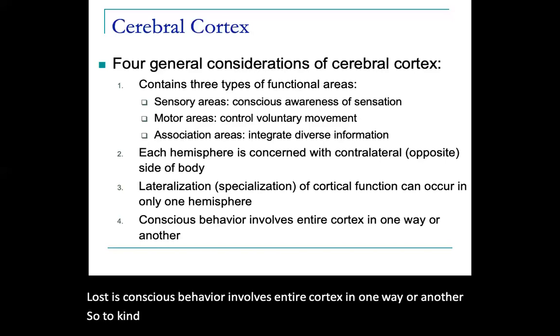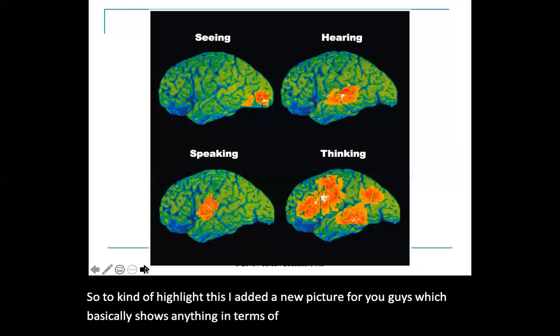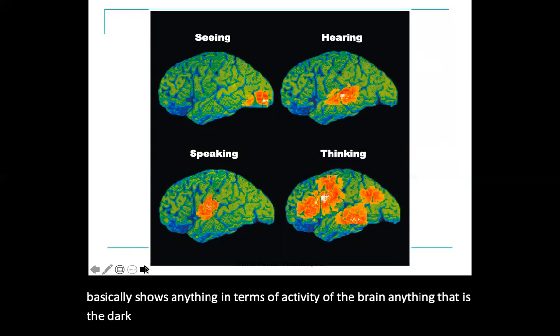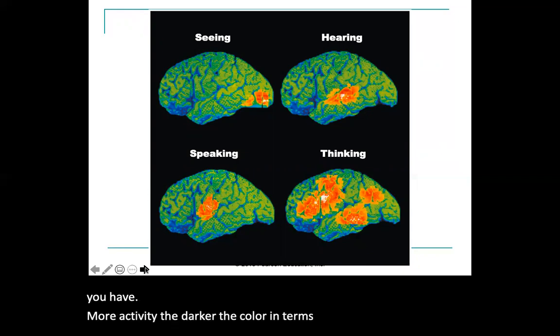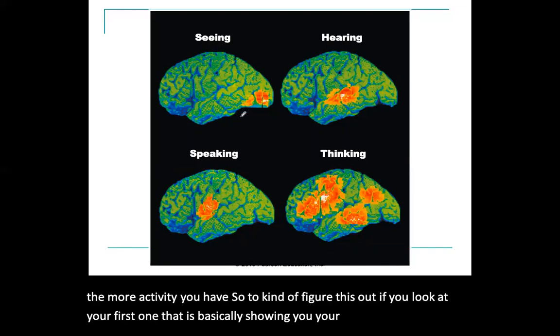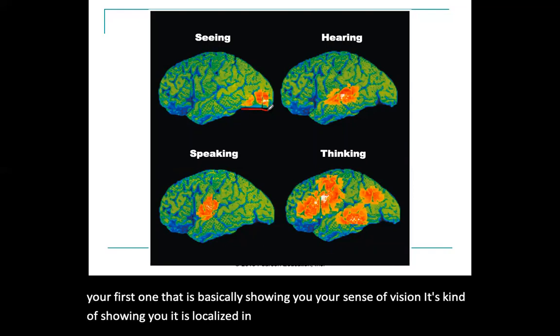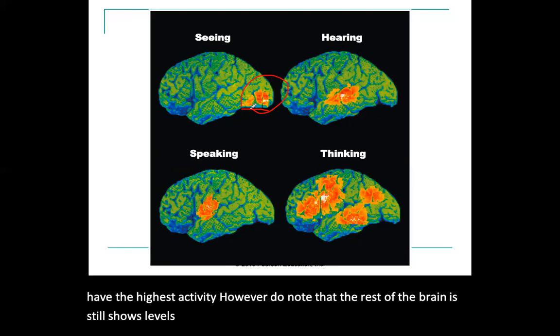So to highlight this, I added a new picture for you guys, which basically shows the activity of the brain. Anything that is the dark blacked out area means there's no activity, versus if you have any color, whether it be yellow, green, orange, or red, that means you have more activity. The darker the color in terms of yellow or orange or red, the more activity you have. If you look at the first one, showing your sense of vision, it is localized in the occipital lobe of the brain, so you have the highest activity. However, do note that the rest of the brain still shows levels of activity in terms of having that color green and yellow on it.